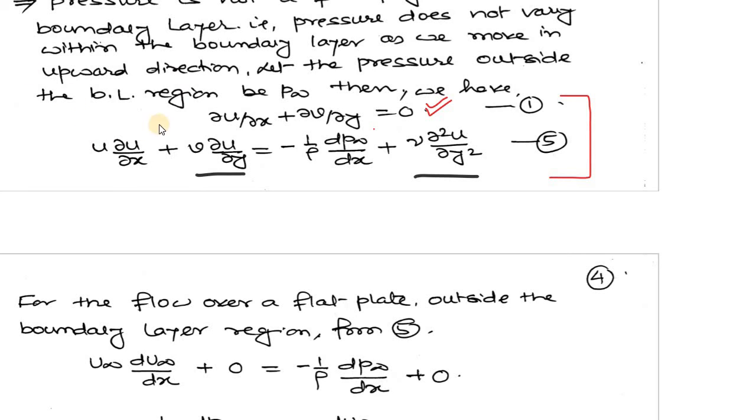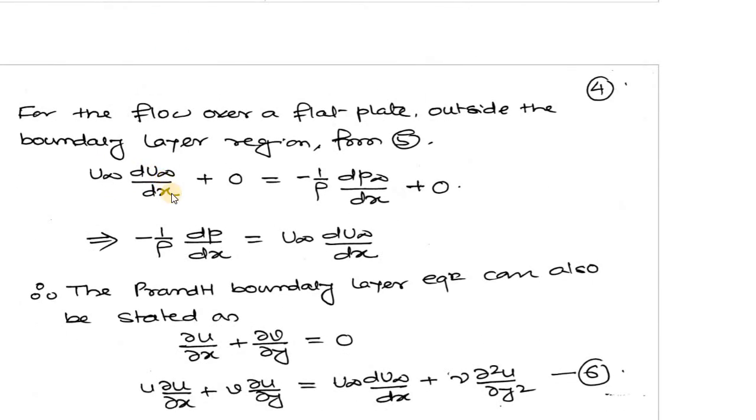If you are crossing the edge of the boundary layer, it means your u becomes u infinity, so this is u infinity del u infinity del x. There is no velocity gradient in the y direction, and if there is no velocity gradient in the y direction, then this del square u del y square is also 0. It means minus 1 by rho dp infinity dx is u infinity du infinity dx. So u infinity du infinity dx equals minus 1 by rho dp infinity dx.